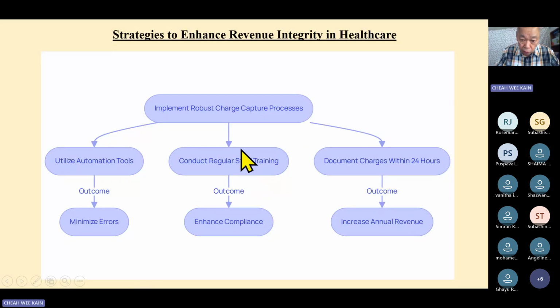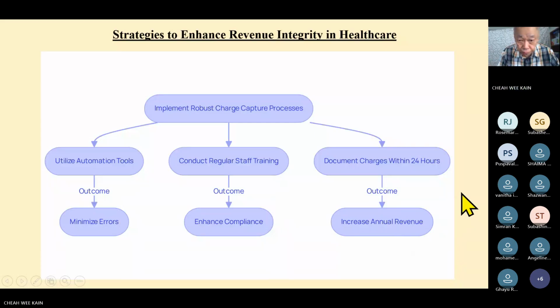Outcome: enhanced compliance, document charges, hopefully coming out. In most cases, we would like it to come out before the patient gets out of the hospital.